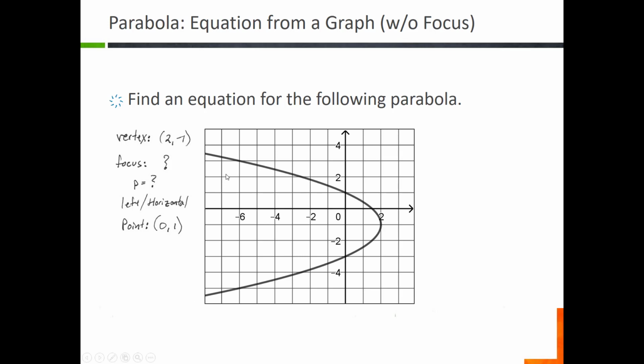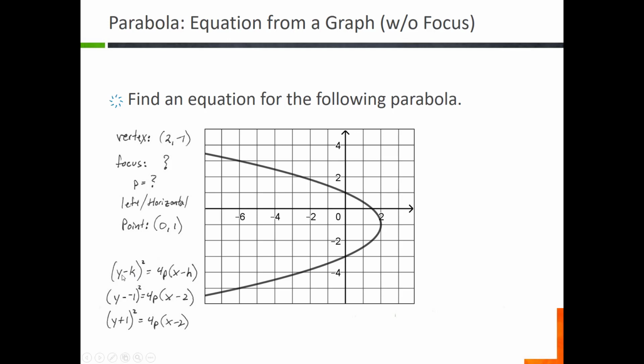I do know the graph opens to the left, which means it's a horizontal parabola, and that's going to be important here in a sec. And we can also pick another point from the graph. In this case, an easy point to pick is one of the y-intercepts, so (0, 1). We could have also gone with (0, -3). So using that point and the vertex, we can go ahead and write out what an equation would look like.